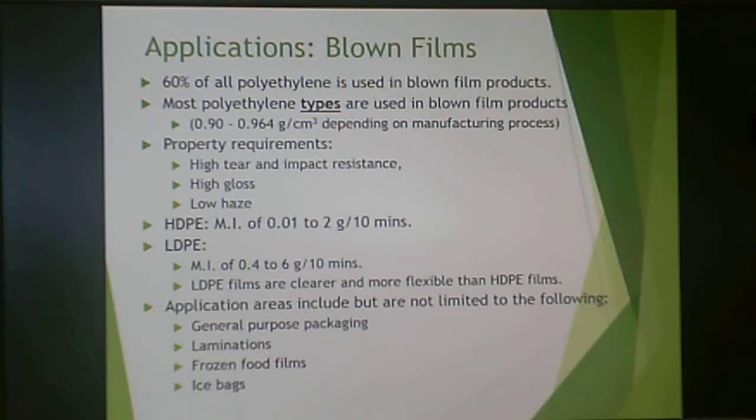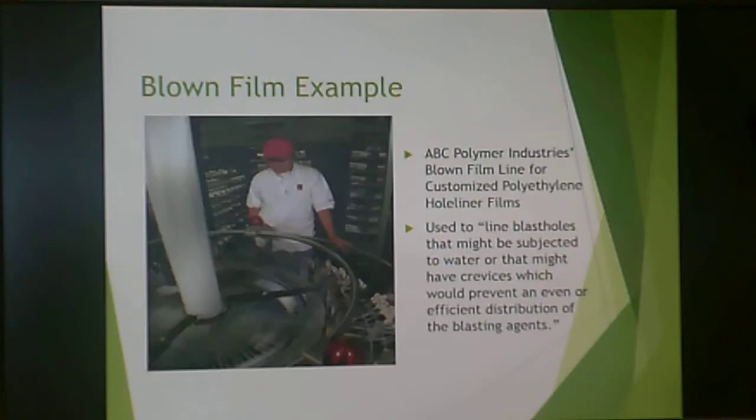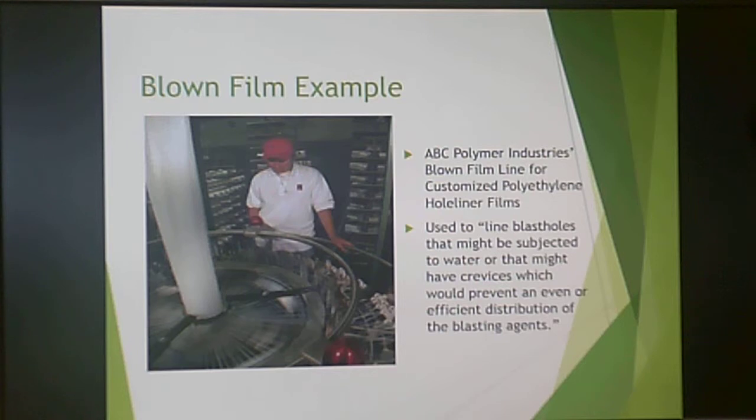When it comes to blown films, these include a wide variety of things: general purpose packaging, lamination, frozen food bags, ice bags, shopping bags. If you've never seen a blown film line, it's actually pretty cool. I mean, I'm a chemist, so anything on the processing end is really cool to me. I just kind of stand there and go, ooh, ah, kind of like I'm watching fireworks. But this is a blown film line. This is attached to extruders, and then the die is pointed upward. And blown film lines can be a couple stories in height.